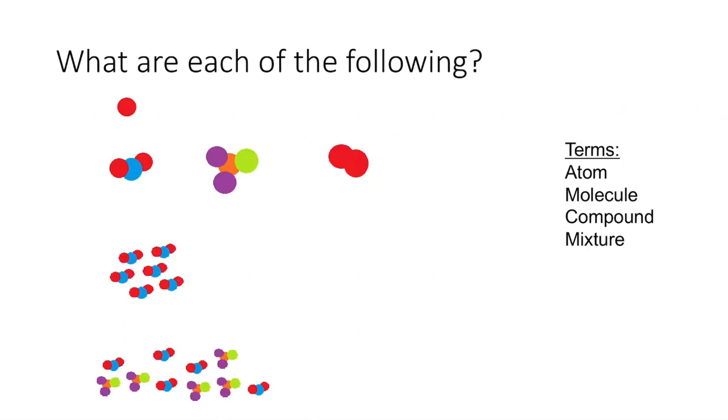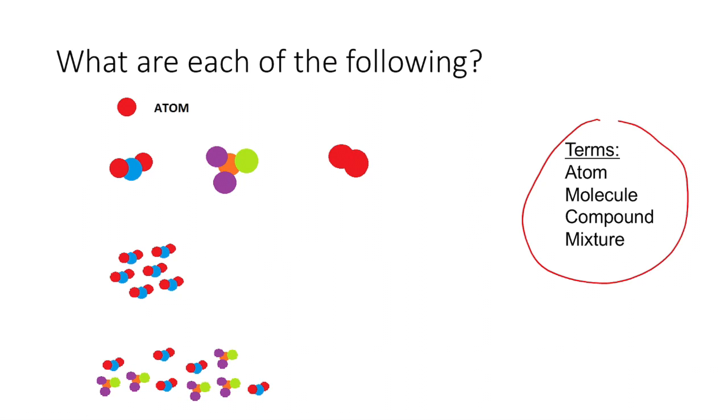Okay, so what are each of the following? Take a moment and see if you can figure out what each of these images is showing us. The terms you're working with are on the right side, over here. So atom, molecule, compound, and mixture. This should be review from Science 8, so you can use the terms also in more than one picture. I'll give you a second and then we'll go through these together.